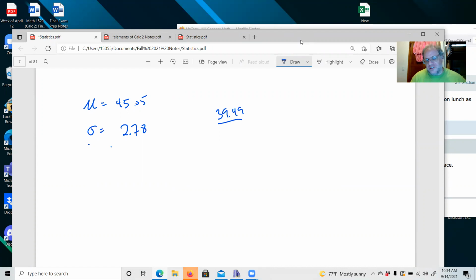Because these numbers are hard to look at, right? So we're going to say z is equal to 39.49 minus 45.05. Remember, this is x. The x is always like the part A, B, and C. Mu they give you at the beginning. Standard deviation they give you at the beginning. So divided by 2.78. So let's go ahead and figure that out.